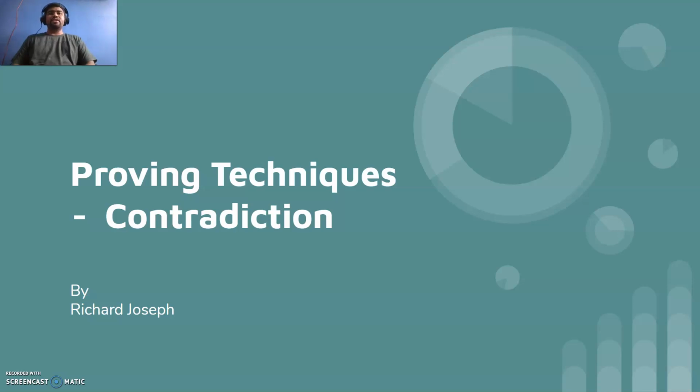Now in this lecture, we are going to cover the concept of proving techniques with the help of the topic contradiction. So let's understand briefly what proving techniques are. Proving techniques help us prove that whatever function we run, the output that is coming out of it is going to be true. So this is a technique which is just going to verify our work.